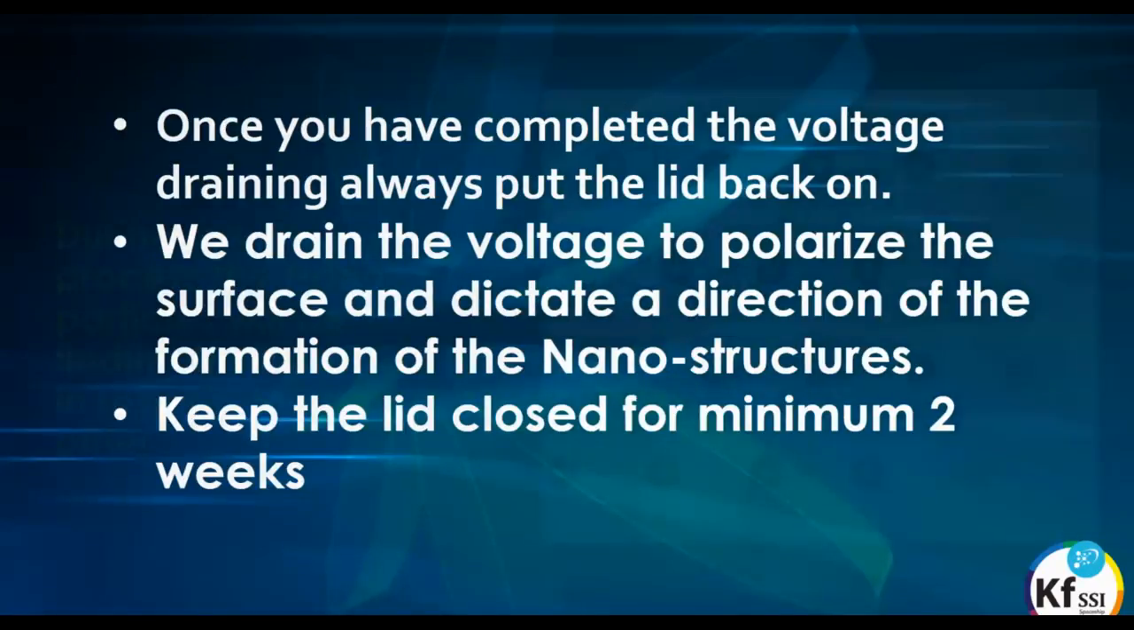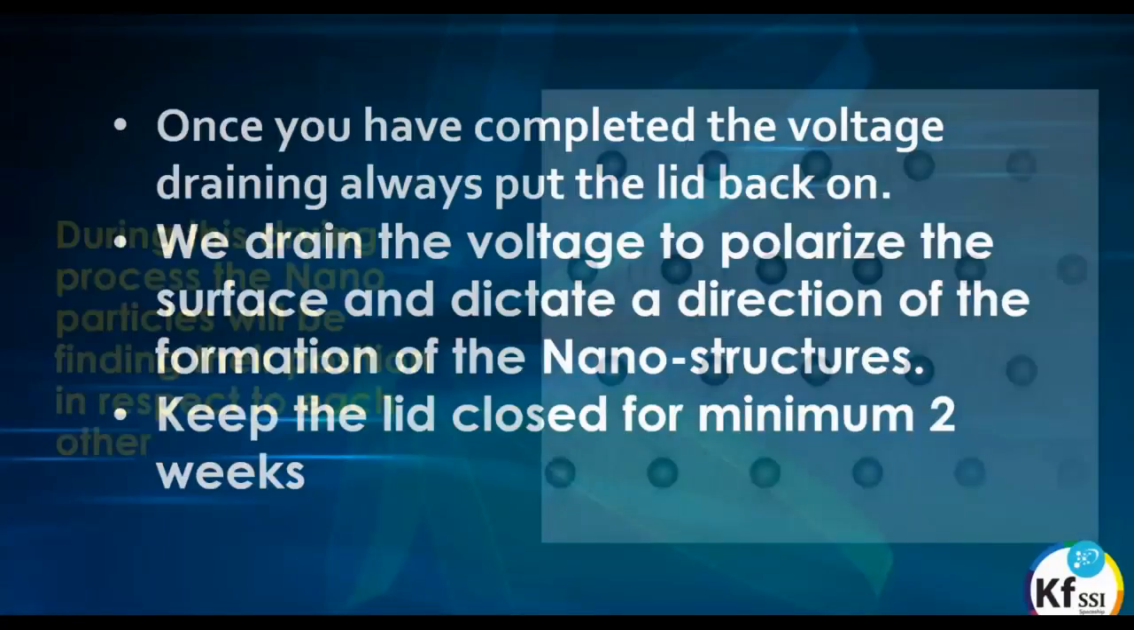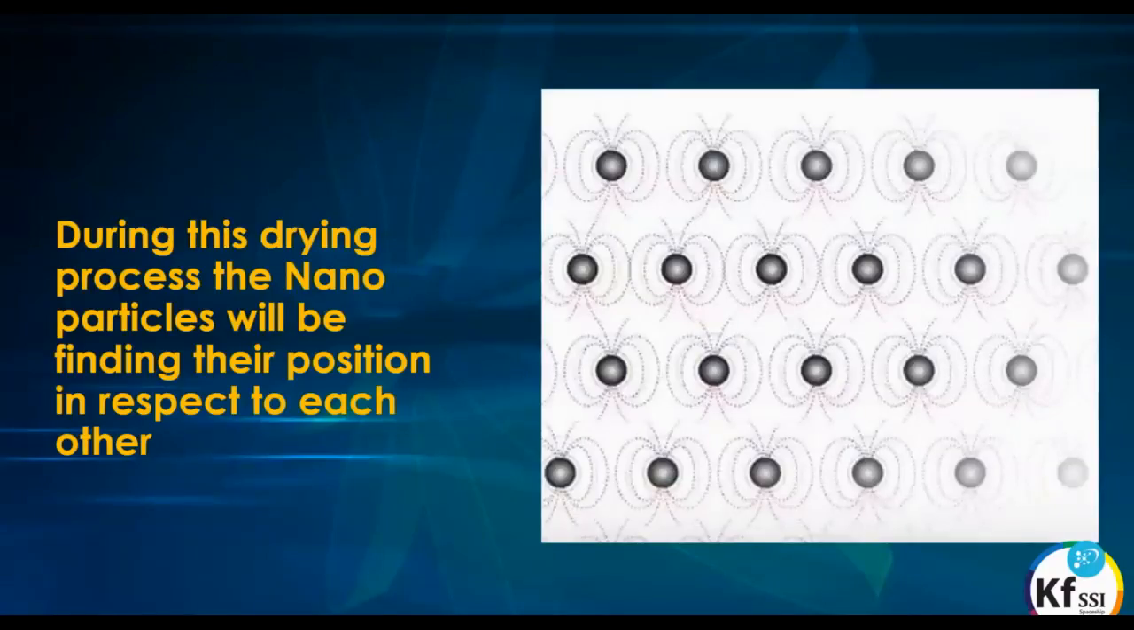So, what is happening during these 2 weeks? Well, during this drying process, the nanoparticles will be finding their position in respect to each other. So you are draining and you're dictating a certain direction, but because they are still wet, they are still moving, they're still positioning, like two little magnets. They've got to find their position in relation to each other. And that's basically what is happening during this process.